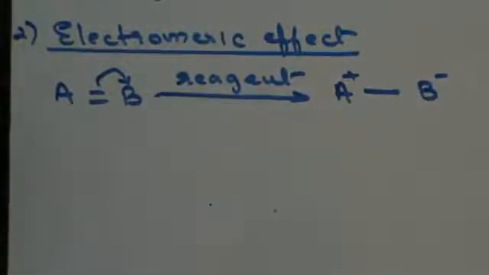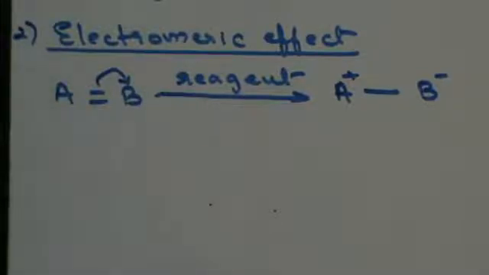The effect remains so long as the reagent is present. As soon as the reagent is removed, the effect is nullified. The electron pairs then get equally shared by both the atoms. This effect is called electromagnetic effect. It is a temporary effect. It takes place in the presence of a reagent. It is the temporary shift of electron pair towards one atom in the presence of a reagent.